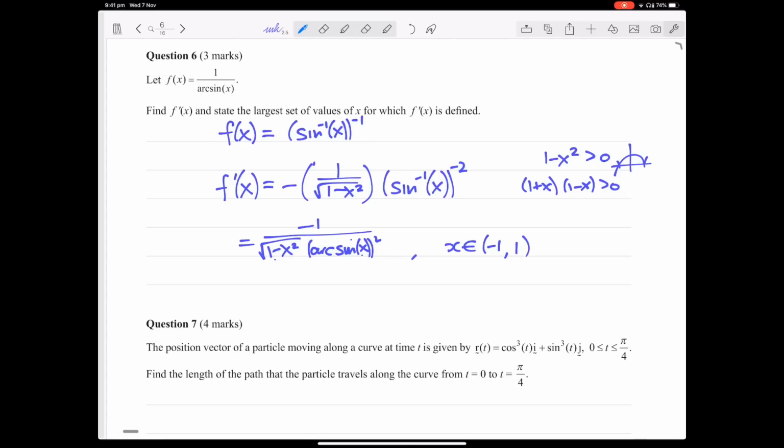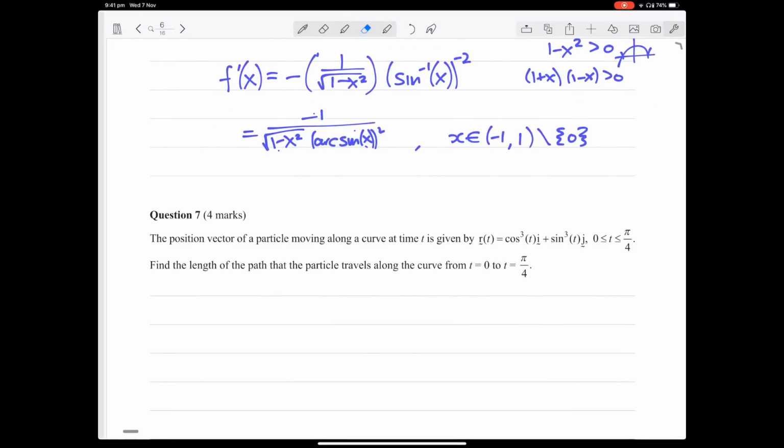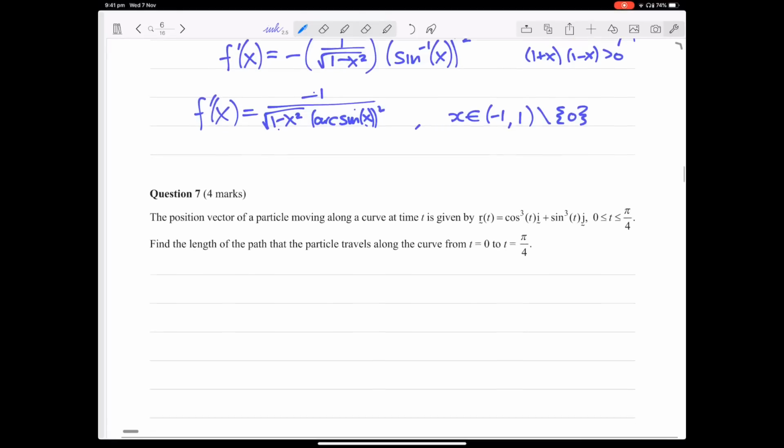However, what about if it's 0? On the bottom, what's inverse sine of 0? It's 0, so it also can't equal 0. Because if x was 0, sine inverse of 0 is 0, so I'd be dividing by 0, so it can't be possible. So that's f dash of x. And then that's our domain. -1 to 1. It can't be -1 to 1 because that will equal 0. And it can't be 0 because then arc sine would equal 0.